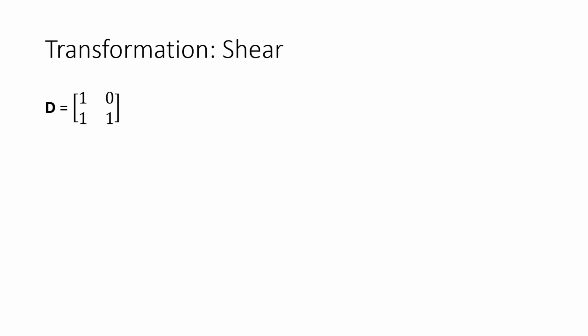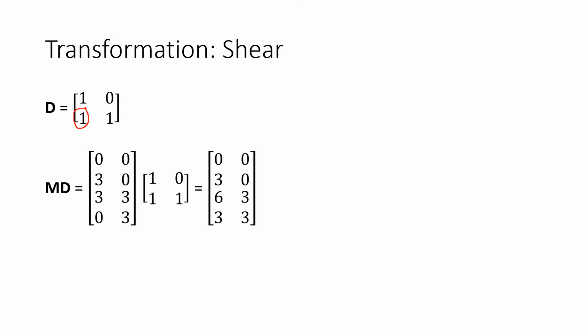We do a transformation in a different way. In this case, we add another value in the off diagonal. We change where we had a 0 originally, we put a 1 in there. Now what happens when we multiply by M?